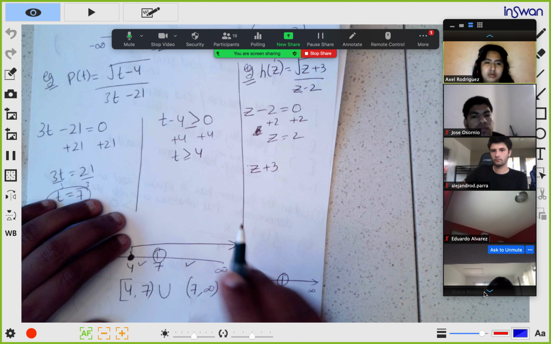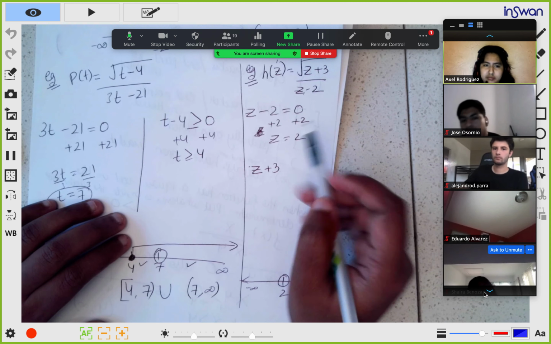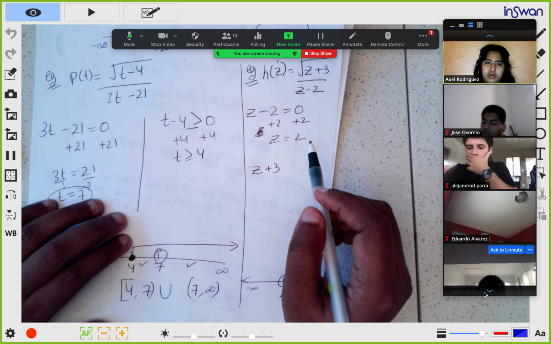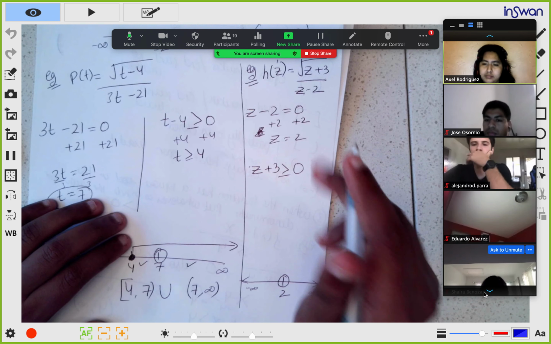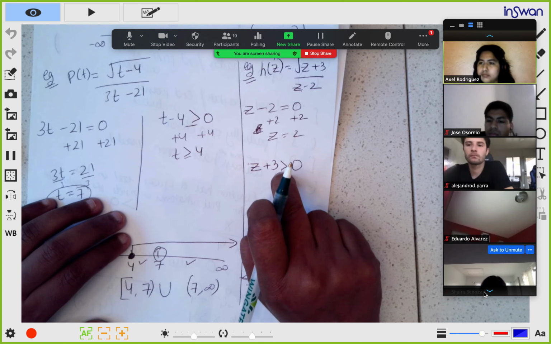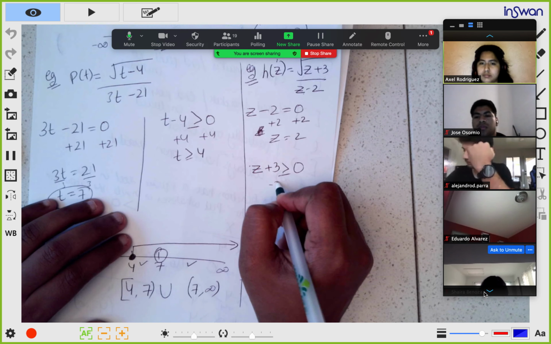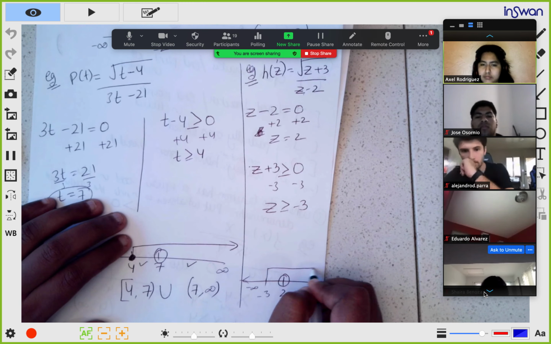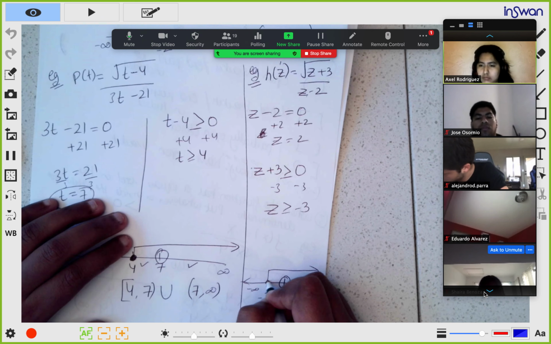Whenever you have a square root in the numerator, what do you do? You put it greater than or equal to 0. Yeah, greater than or equal to 0, always. And if it's in the denominator, then strictly greater than 0. There won't be any equal to sign. But if it's in the numerator, it's greater than or equal to 0. Then solve. Subtract 3, you get z greater than or equal to negative 3. Negative 3 is here, and it's this side. Now, there is an equal to sign. That means my negative 3 is included.